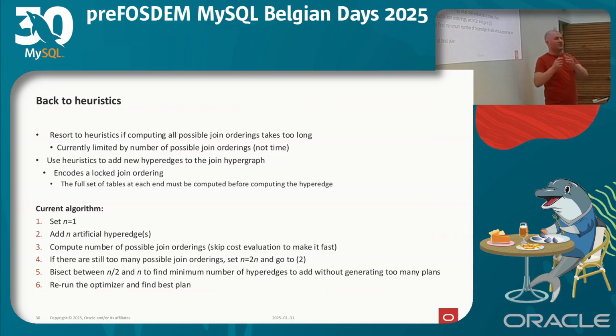Like I said, one hyperedge kind of locks in one join ordering. What we can do then is look for the most obvious join orderings and lock those into the hypergraph. So we find the most obvious choice and force that join ordering using heuristics. We do that as few times as possible, but enough so that we are below the limit for how many loops we can do in our optimizer. Then we rerun the optimizer a second time and find the best plan.